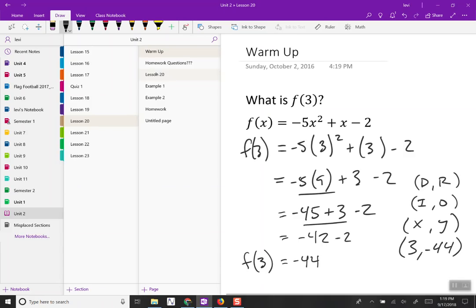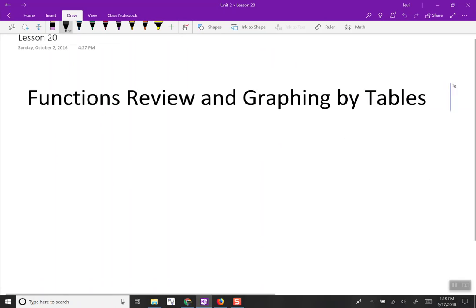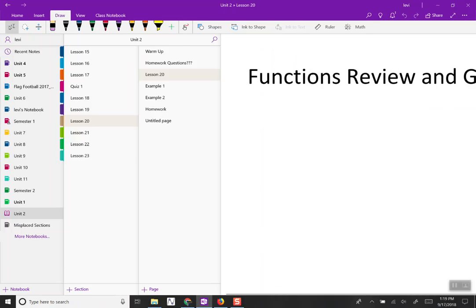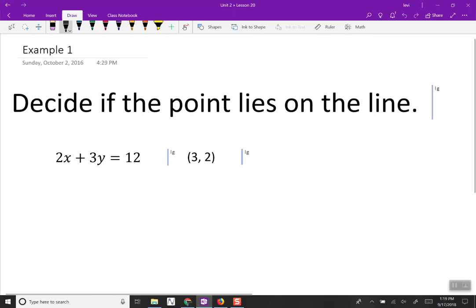Homework questions we'll do in class. Today is a functions review and graphing by tables review. Our first example is deciding if the point is on the line. So could we tell if the point (3, 2) is on the line?